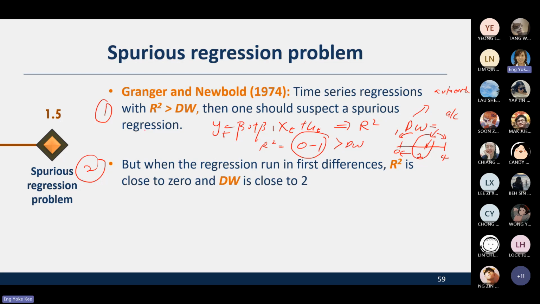Okay, but when you run the regression in first difference, means what? You change this to first difference form. And then your R-square will be close to 0. Your Durbin-Watson is close to 2. So which means what? You're removing the trend.